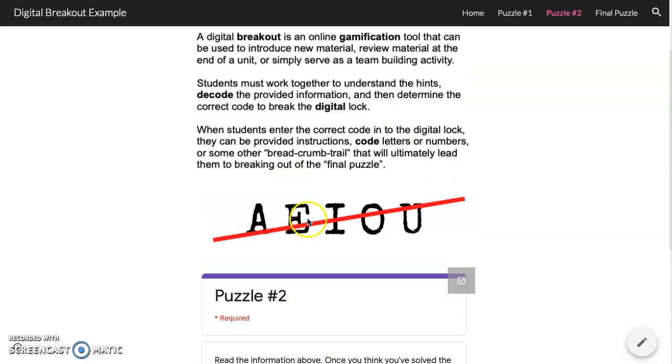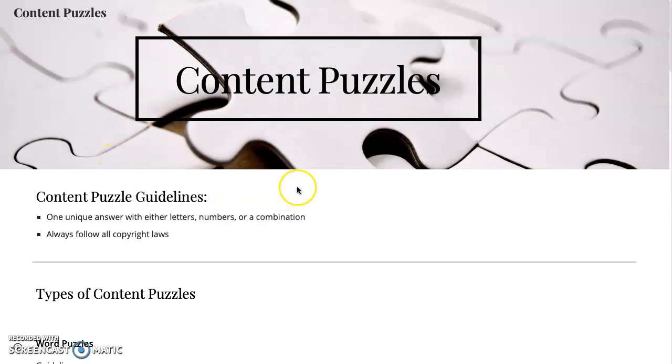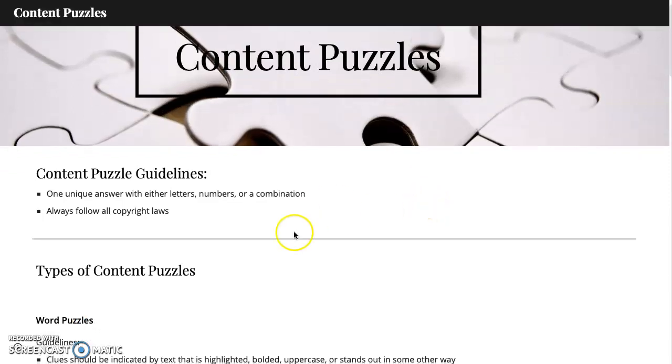So we're going to be focusing on content puzzles, what those look like, and different types of content puzzles. So when you're beginning to make content puzzles, there's two main things that you have to focus on. So first, your content puzzle should have one unique answer. So there shouldn't be multiple answers possible, just one correct answer that either requires letters, numbers, or a combination of that. So we don't really want special symbols or anything like that. And of course, always follow copyright laws.